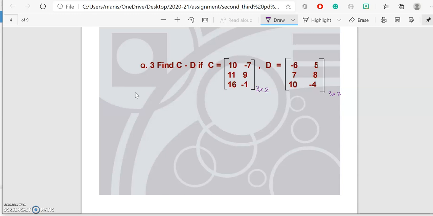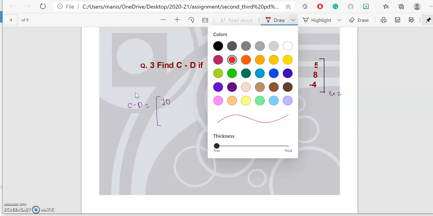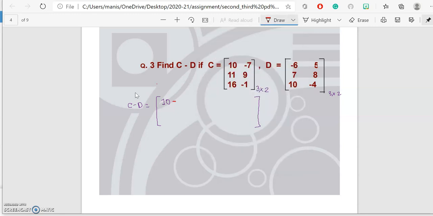Since the order or the dimension is the same, I can proceed with C minus D. Now subtraction is a little bit tricky because some people make mistakes over here, and you will also be making mistakes. Corresponding element 10. Now always remember to put the minus sign on your own. So I'm using a different color for the minus sign. Minus what? 10 minus negative 6.